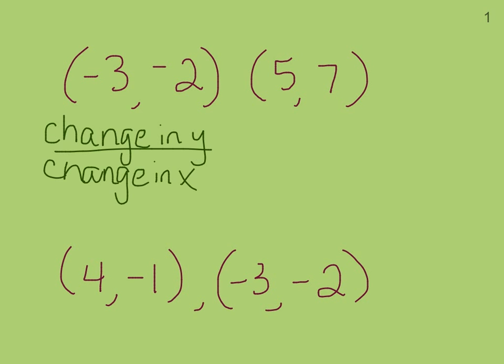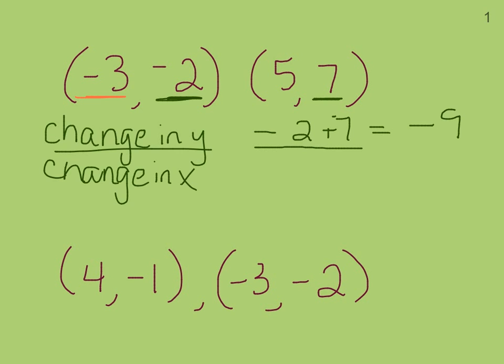Okay, we're going to find the difference of our y's, and so we look at our y's, which are -2 and 7. So to do the difference, I'm going to do -2 minus 7, and that equals, I can change that to plus and negative, that equals -9. And then I'm going to put that over the change in my x's.